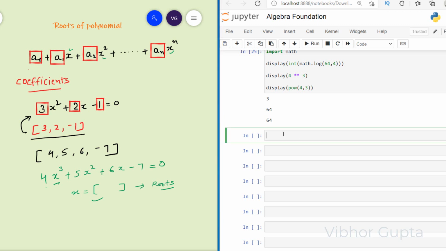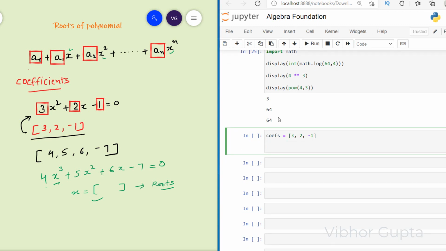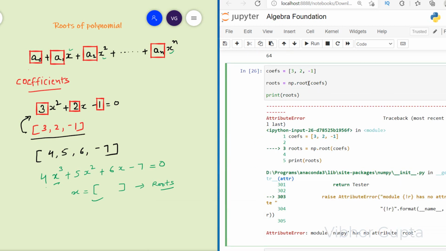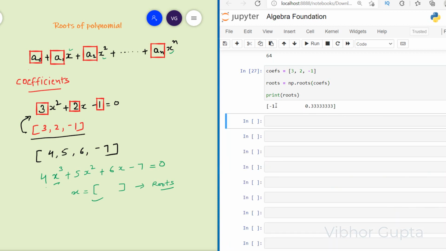So let's say you have the coefficients, so I'll say coefficient equals 3, 2 and minus 1. Now I want to calculate the roots, right? So I'll use numpy, I'll say np dot root and then pass the coefficient here. If I print the roots, we get an error because the name of the function is roots, not root. So I'll say roots and run it again, and this time we got the output, right? That's great. Now there are some more functions in the numpy and sympy modules that we did not cover so far, but if you want you can explore them.